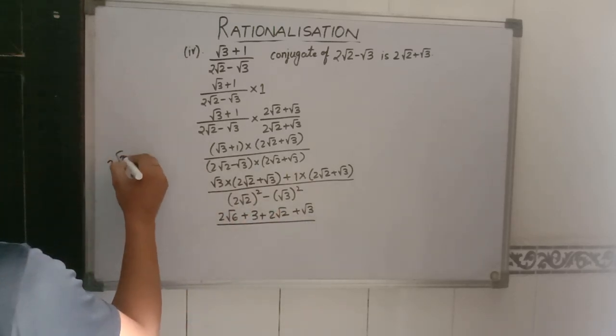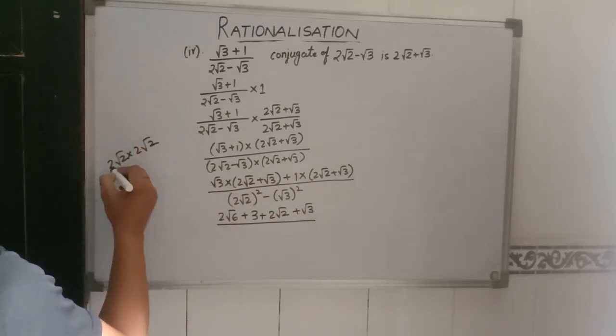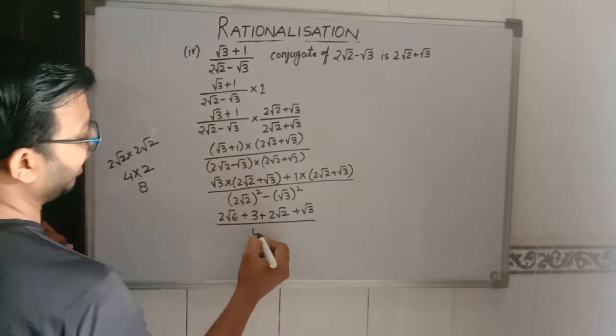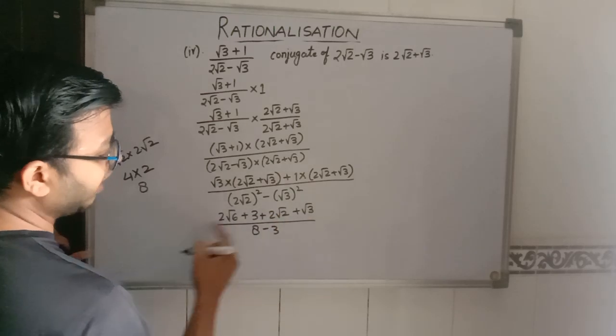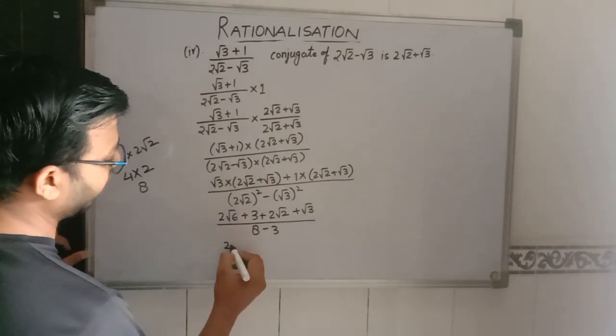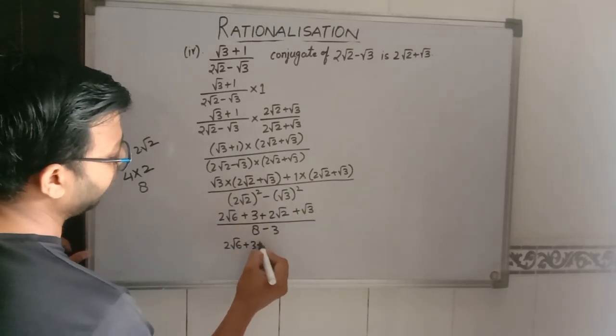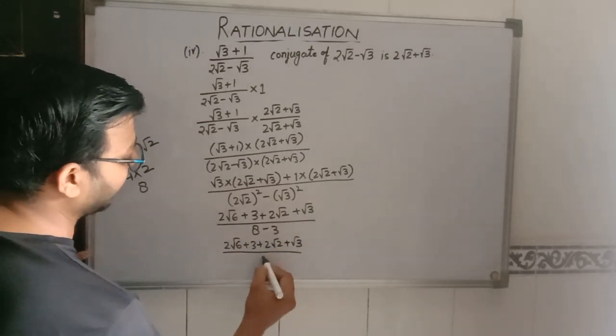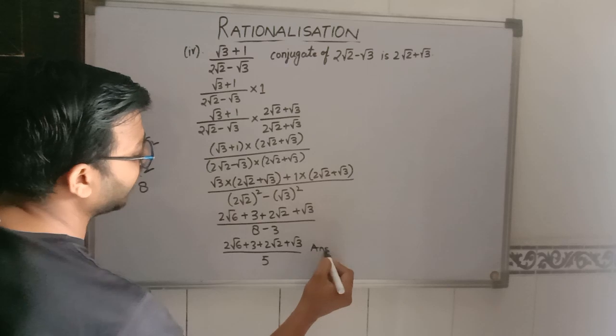So look at this step carefully. 2 root 2 multiplied by 2 root 2. 2 2s are 4 and root 2 times root 2 will be 2. So the answer will be 8. 8 minus 3 is 5. There are no like terms in the numerator, so all the terms will be written in the same manner, because no like term is there, and divided by 5. So this is the final answer.